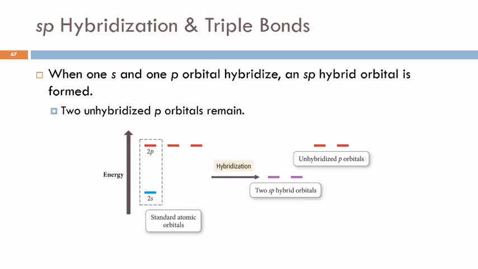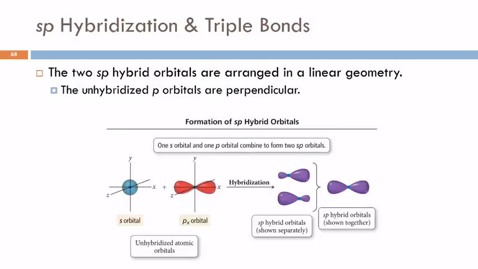Okay, so we've talked about sp3 and sp2. What if you just have an s and a p? So here are atomic orbitals, and now we're going to hybridize the s with one p. We'll get two sp hybrid orbitals. And then we have two unhybridized p orbitals.